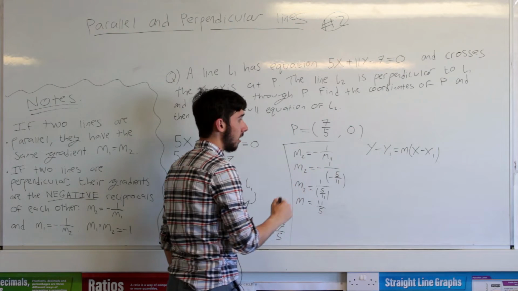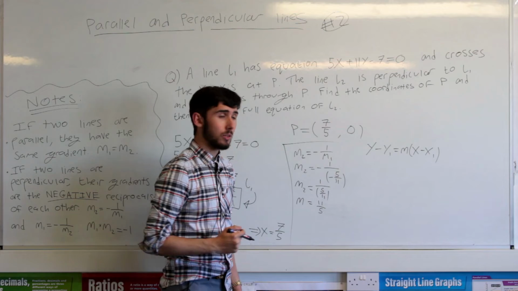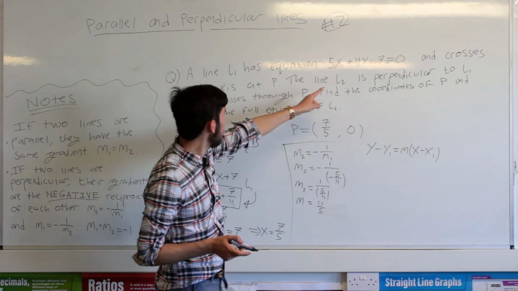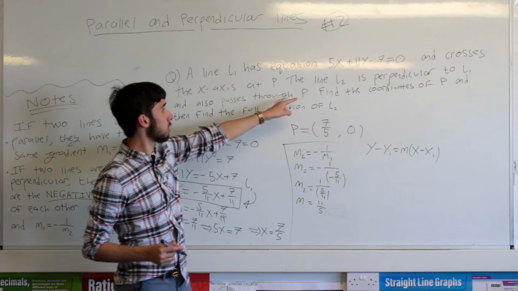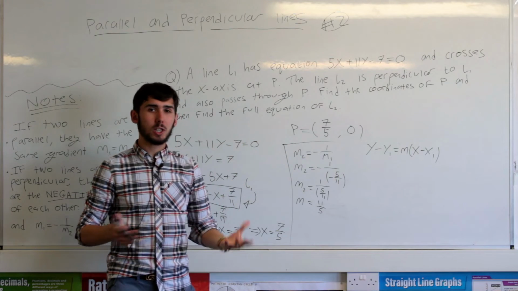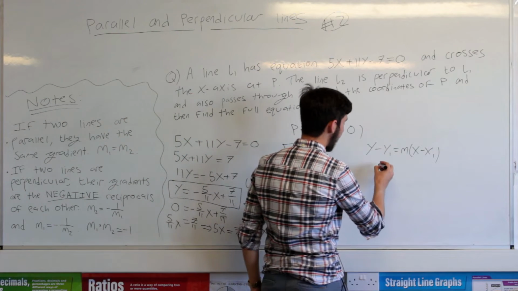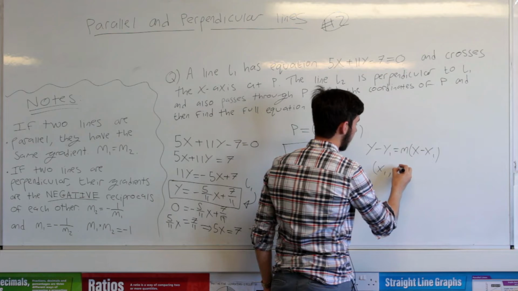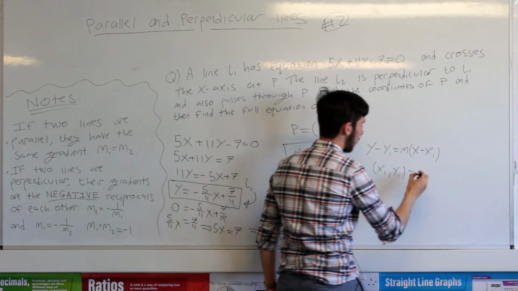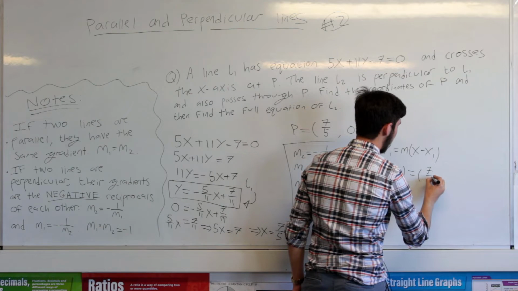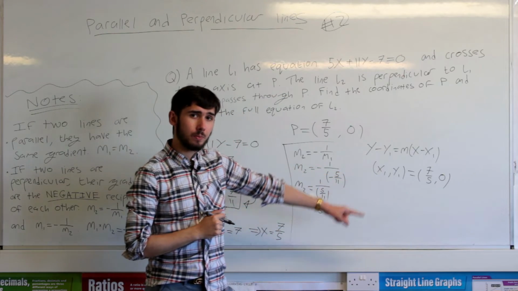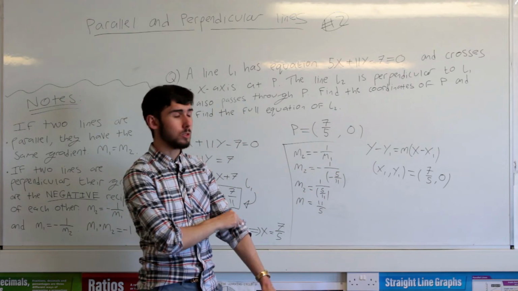Now, using this formula, we actually do have an x1, y1, don't we? It's P, because we know that L2 also passes through P. So L2 also goes through this point, which means we can use it. So guys, we're going to say that x1, y1 for this formula is going to be equal to 7/5, 0. This is the x1, y1 that we're going to use. That's the point that we know is definitely on the line L2.